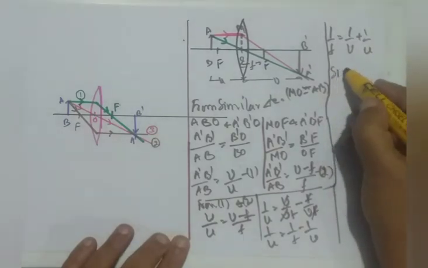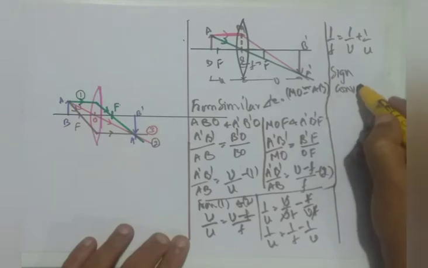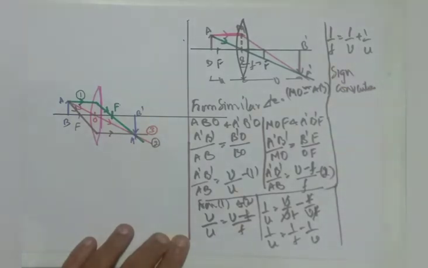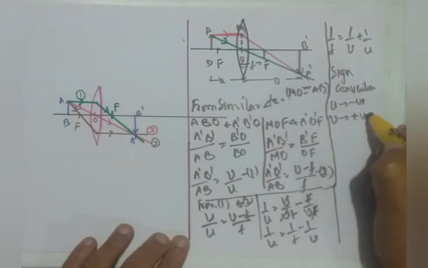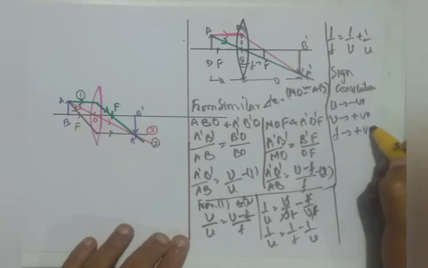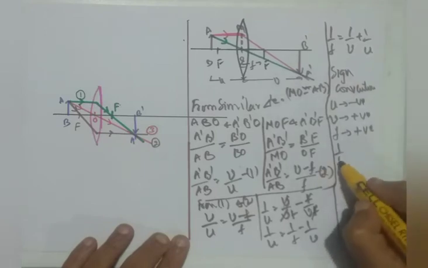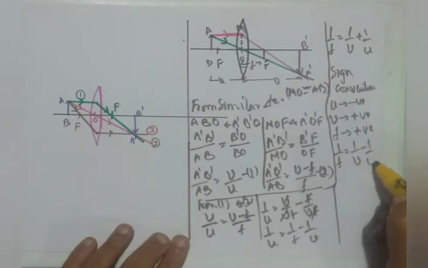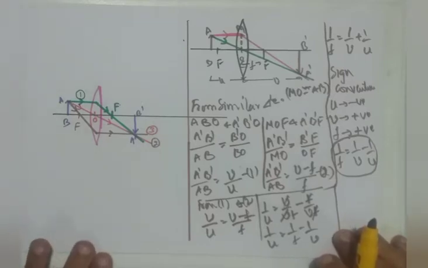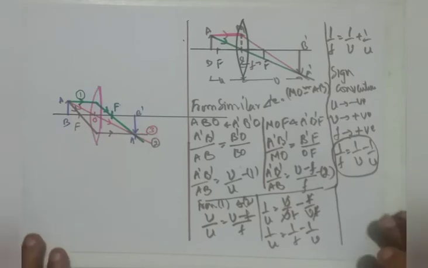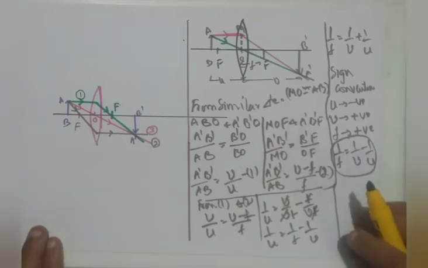Now by sign convention, U is negative, V is positive, and F is also positive for a convex lens. Therefore, I can write 1 by F equals 1 by V minus 1 by U. This is what we call the lens formula. This is very similar to the one we arrived at for the mirror. Just learn this. So 1 by F equals 1 by V minus 1 by U. This is the formula we call the lens formula.